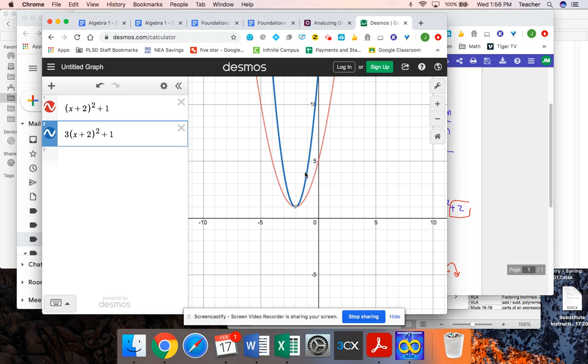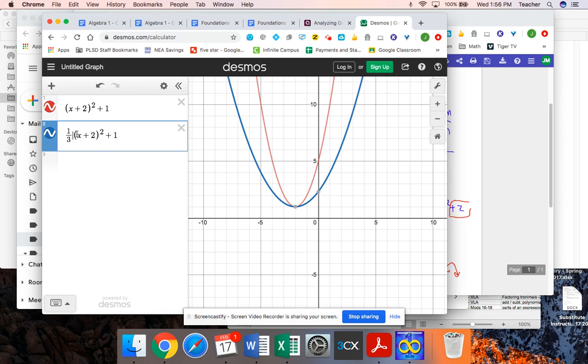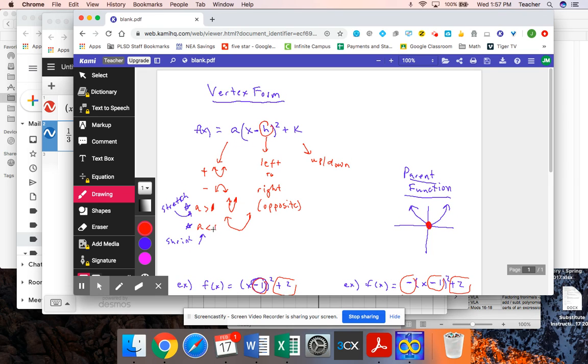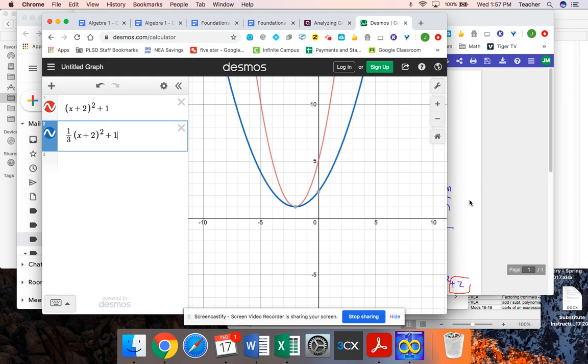It's actually a factor of 3 higher, and so it's skinnier. That's what I mean by shrinking. Now, if I made this 1/3, notice that the blue would be fatter than the red. It flattens out some. That's what that letter A does. It stretches it or it shrinks it, and then you've got to pay attention to whether it goes up or down. All right, so that's a very quick crash course.